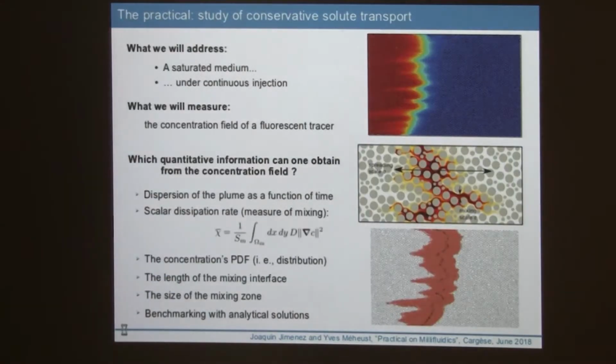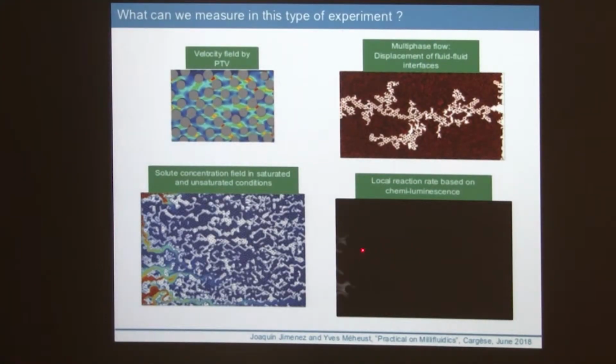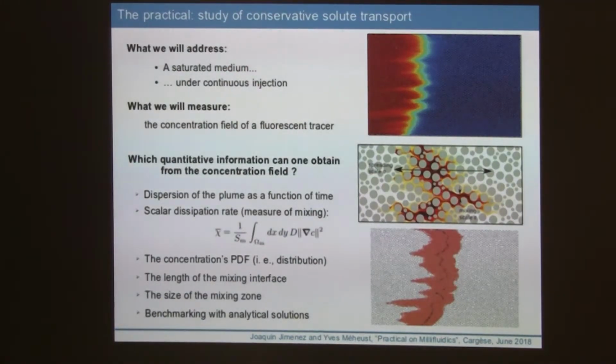And in some cases, we've also measured the local reaction rate at the interface between a resident fluid and an injected fluid. In that case we used a chemiluminescent experiment, so that each time there was a reaction, photons were emitted. Here we're going to do something really simple. It's going to be a conservative transport experiment.